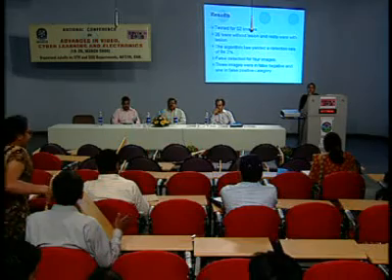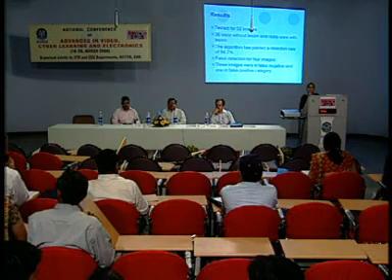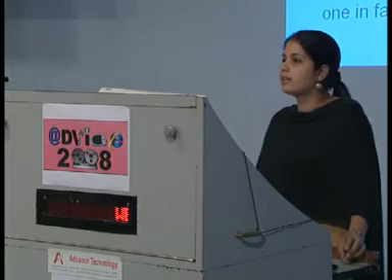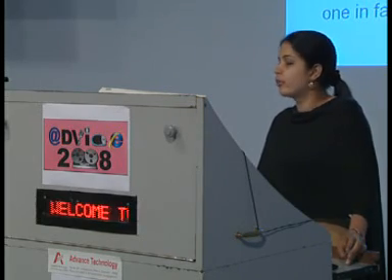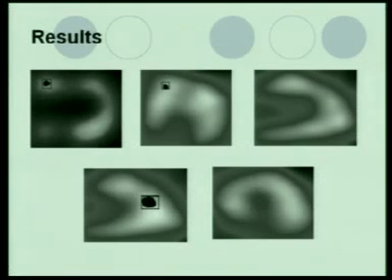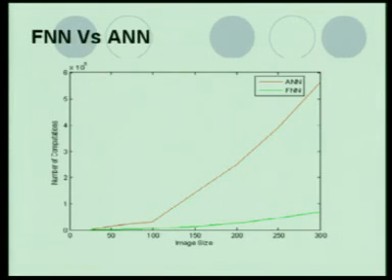This algorithm was tested for 52 images, 36 were without lesion and the rest were with lesion, and the detection rate was 94.2%. These were the results obtained after this post-processing. And this is the comparison between the fast neural network and the artificial neural network. From this graph, it shows that for the same image size, the number of computations required by the artificial neural network is large as compared to the fast neural network.